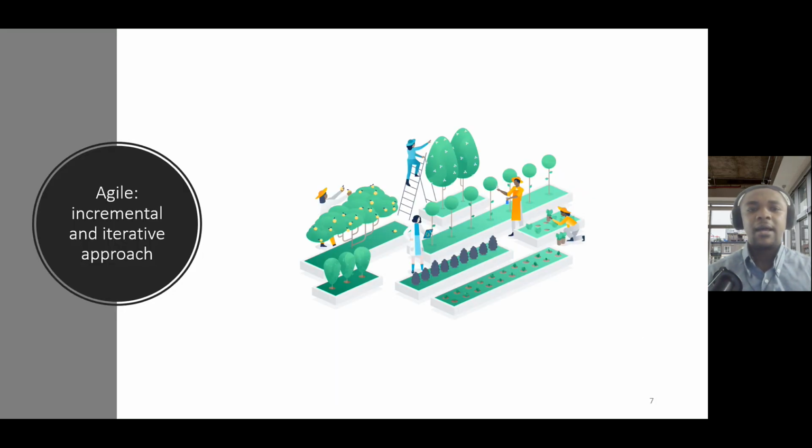All right. Now we're going to make a shift from the Waterfall to the Agile. And I wanted to use this image here to represent this kind of shift.